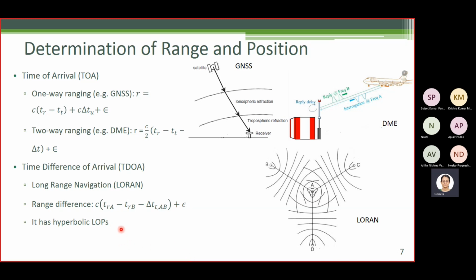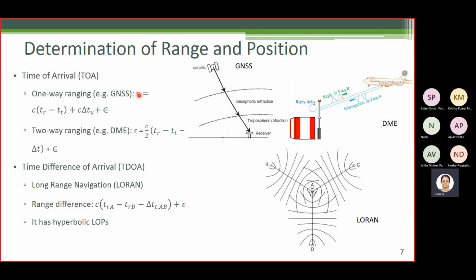Now, since here we have hyperbolic lines of position, this is also called hyperbolic positioning. So TDOA, time difference of arrival, is also called hyperbolic positioning technique. Okay. So graphically, we understand how we get the positions from the measurements.